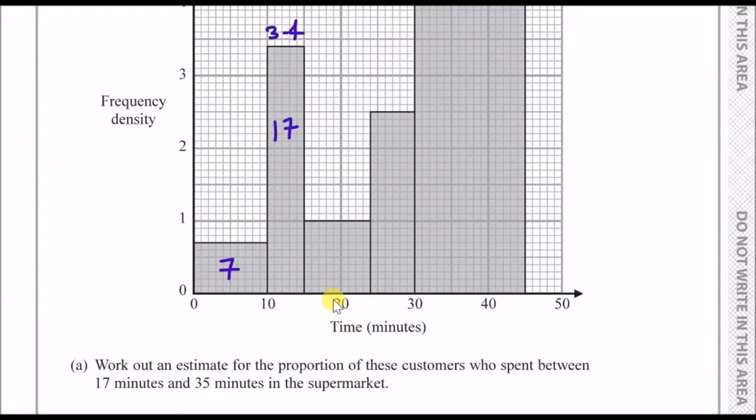And then the next block, I think the width is a bit sneaky. It goes up to 24, so it's between 15 and 24. So the width is 9. So it'll be 9 times 1, which is 9. For the next one, guys, we've got a width of 6 times 2.5. That should give us 15. Okay, so just use your calculators, yeah?